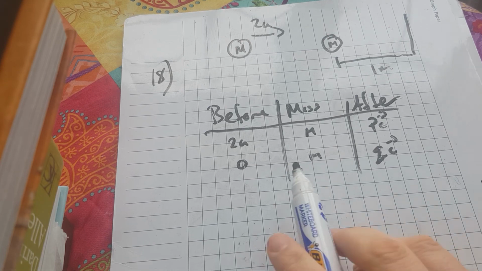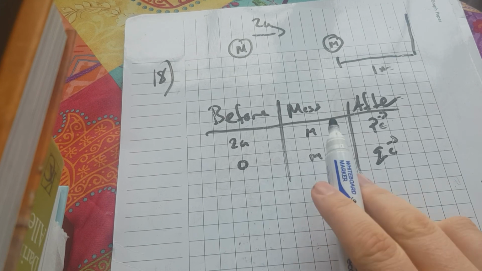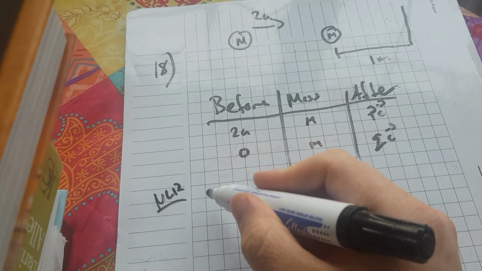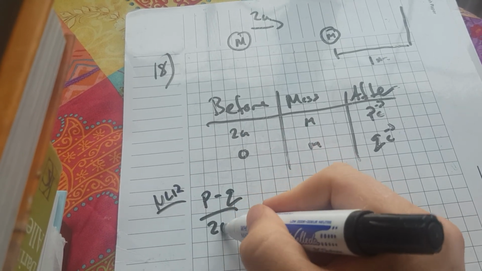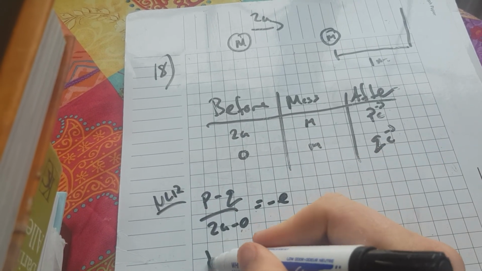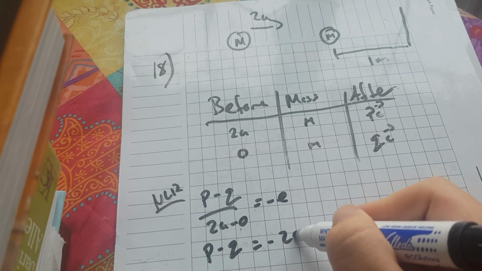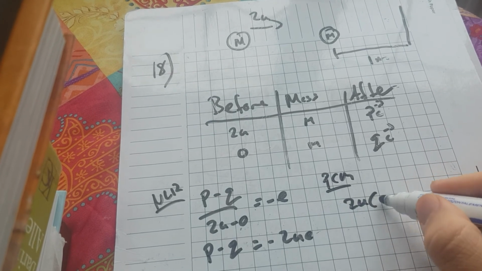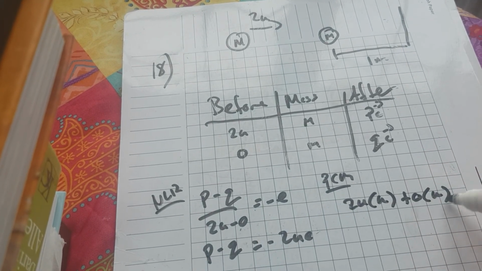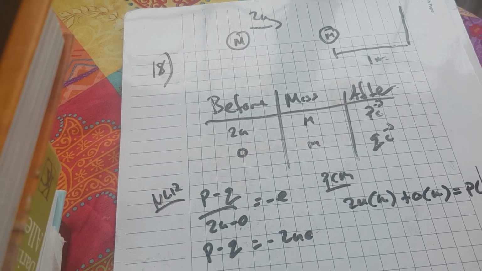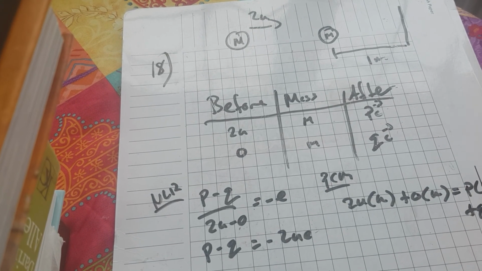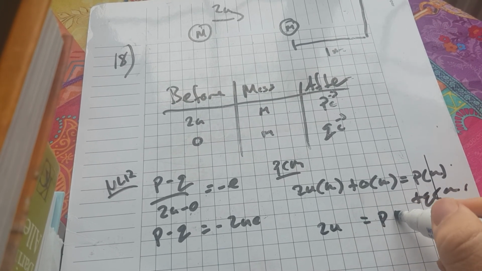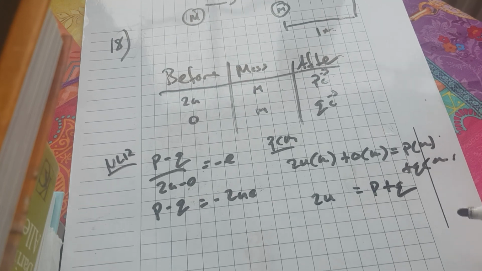Okay. So we have 2u. We call the masses m and m because they're identical. Okay, and then p and q. So Newton's law of restitution: p minus q over 2u minus 0 equals minus e. So p minus q equals minus 2ue. Momentum: 2u by m plus 0 by m equals p by m plus q by m. So 2u equals p plus q if I divide across by m.